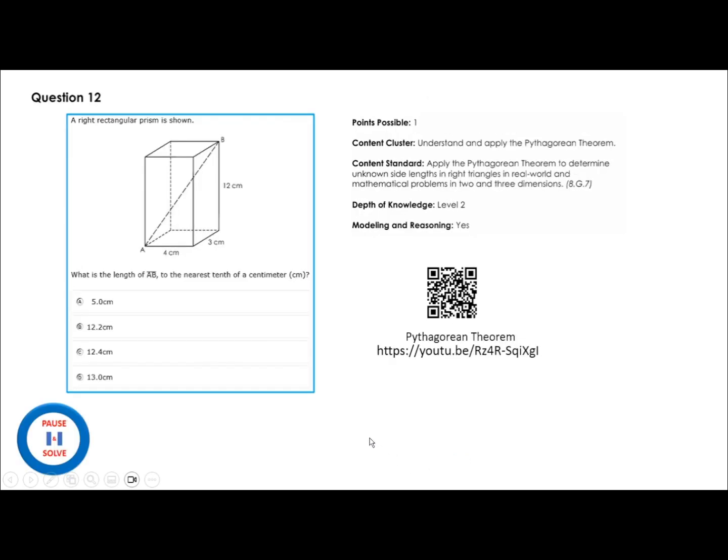A right rectangular prism is shown. This is an interesting question. What is the length of AB? Right means everything is 90 degrees, okay? So you have a 90 degrees here, here, here, and here. So when you have this, you need to think of the Pythagorean theorem.